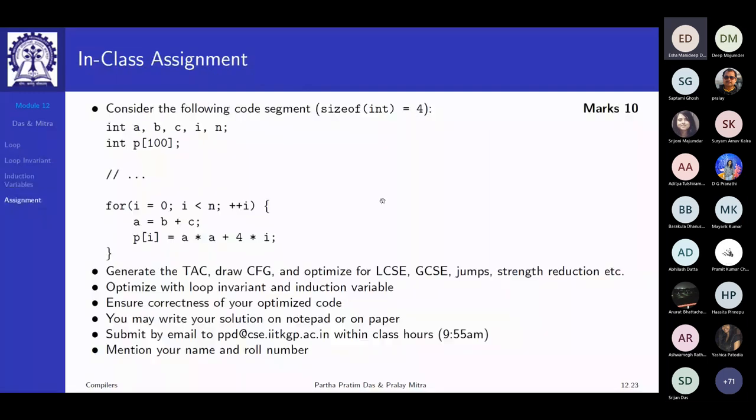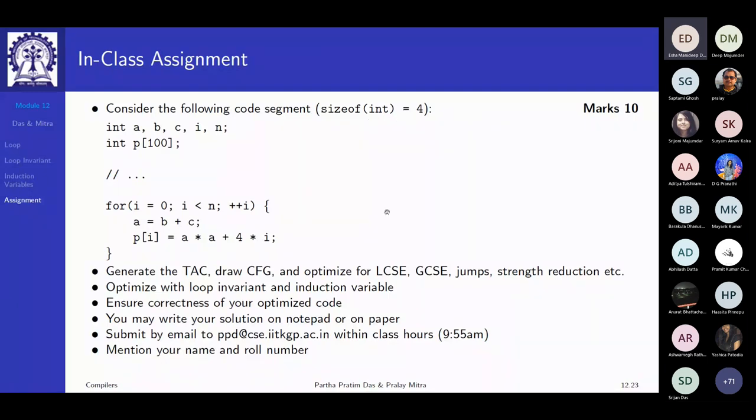Now, this is a simple assignment that you have. There is a code segment. Just for clarity, I have given the declaration statements. You'll not have to deal with anything with that. We are just interested in this for loop where I goes from 0 to n, and A is assigned B plus C, and then P[i] is assigned A star A plus 4 star I. Very simple statements. And the assumption is size of int is 4.